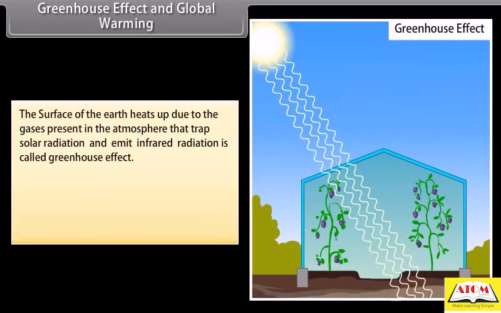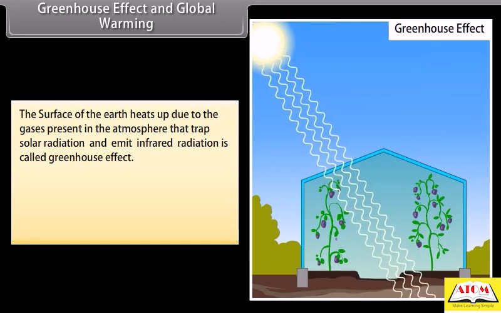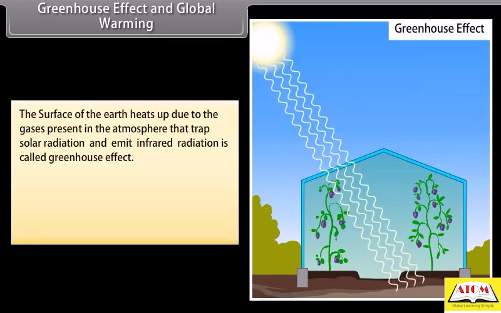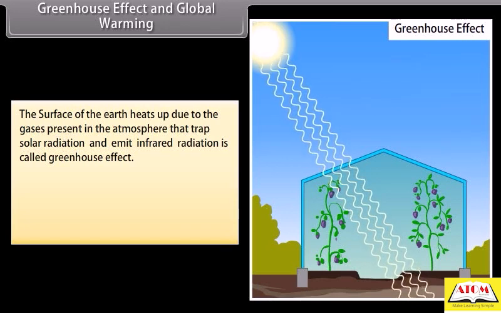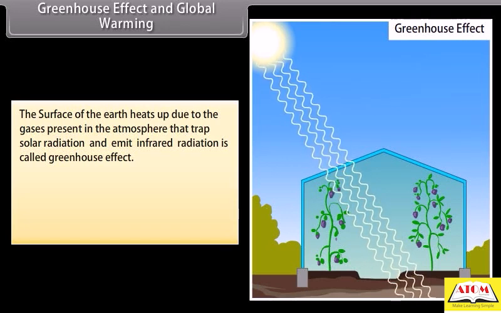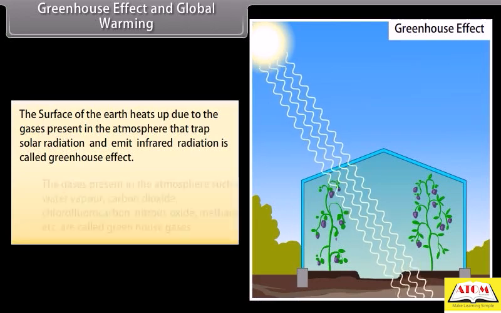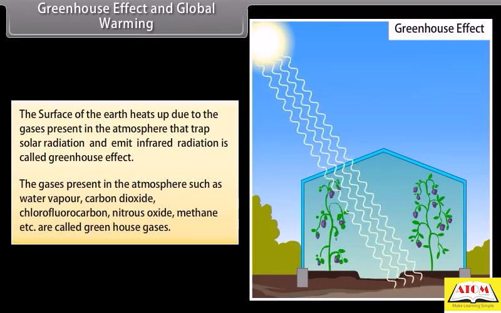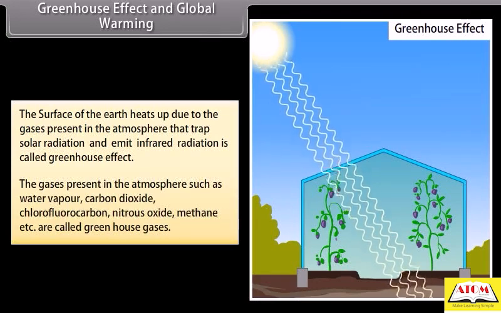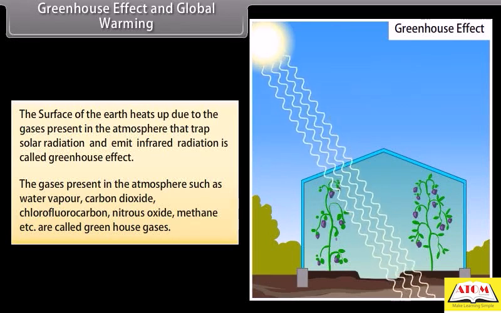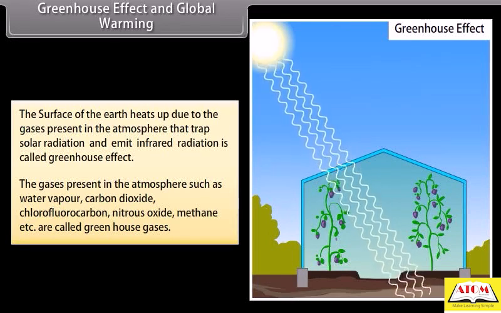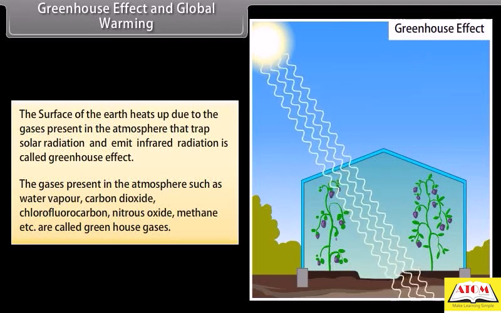Greenhouse effect and global warming. The heating up of the surface of the earth due to gases present in the atmosphere that trap solar radiation and emit infrared radiation is called the greenhouse effect. The gases present in the atmosphere, such as water vapor, carbon dioxide, chlorofluorocarbon, nitrous oxide, methane, etc. are called greenhouse gases.